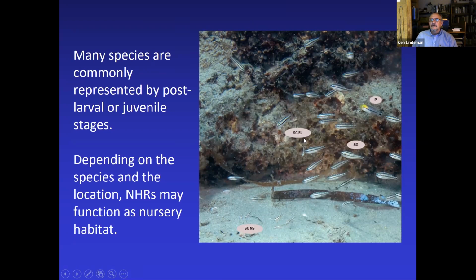Then you also have sailor's choice early juveniles as they grow out. Here's an early juvenile porkfish, very yellow, iconic on reefs as adults. And here is one lone early juvenile of the smallmouth grunt. One of the points here is that there are extreme taxonomic challenges in identifying fishes when they settle from many families on these reefs. And there's a lot of additional work that could be done with settlement recruitment patterns on these systems. Now, depending on the species and the location and other factors, NHRs may also function as nursery habitat.